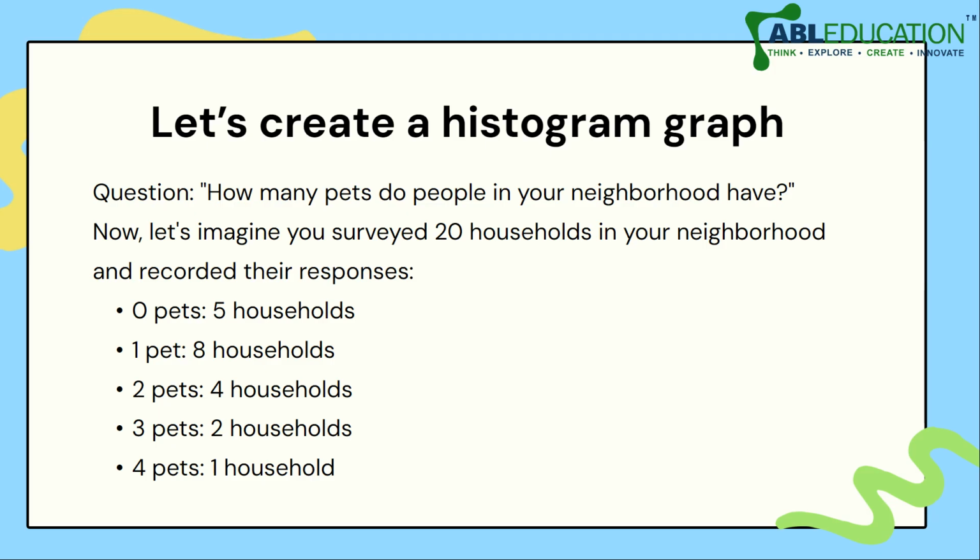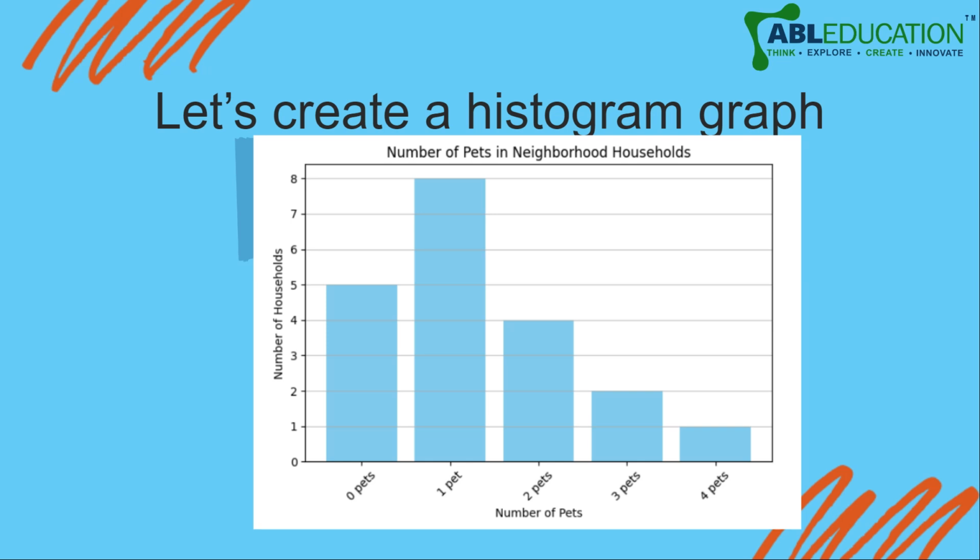So let's create a graph. Suppose you have to find out data in your neighborhood, like how many households have pets. Suppose for zero pets, there are five households that don't have any pets. There are eight houses that have one pet, four houses that have two pets, two houses that have three pets, and only one house has four pets. In this way you have to distribute the data in the form of a histogram.